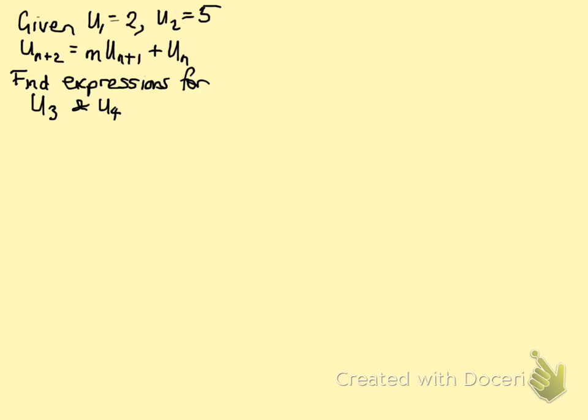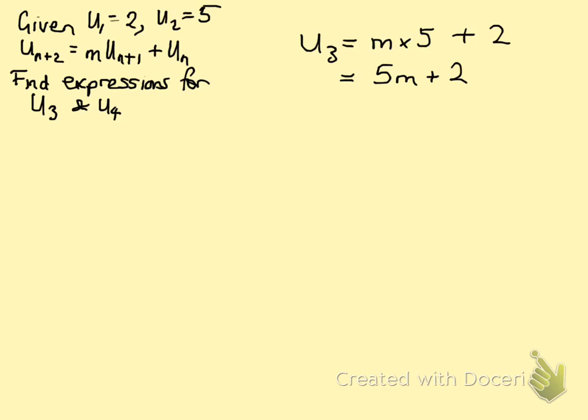Here is another inductive sequence where a third term in the sequence can be found by looking at the second and first term. The first term, U1, is 2, second term, U2 is 5. Let's find an expression for U3. So U3 is found by doing m lots of U2, which is 5, and adding U1. So in this case, 5m add 2.